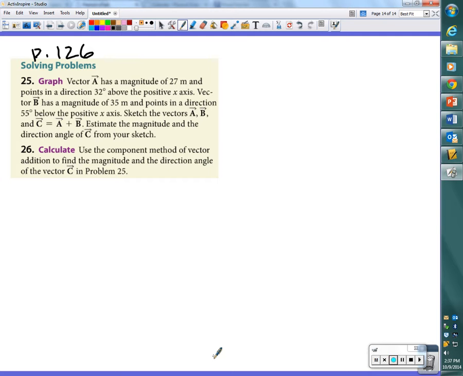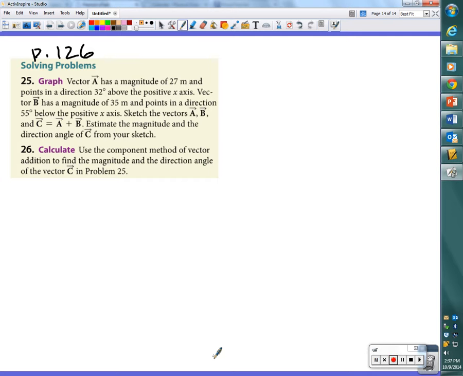Problem 26 says use the component method of vector addition to find the magnitude and the direction angle of vector C, the resultant vector, in problem 25. Okay? So, bear with me. I'm going to walk you through the whole process. I will hopefully connect the dots along the way, but if I don't, I'll hopefully connect them at the end.